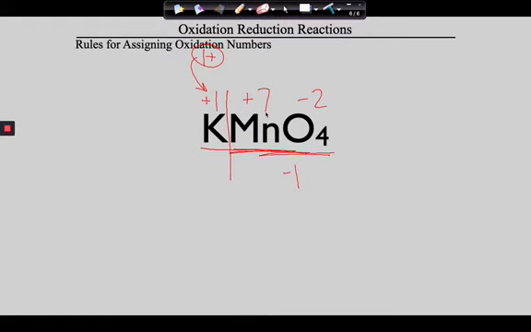That's what it's talking about when it says the charge of polyatomics. The oxidation numbers for polyatomics add up to their charge. If MnO4 is -1, and if oxygen is -2, giving us a total charge of -8, then manganese has to be +7 in order to give this entire polyatomic an overall charge of -1.